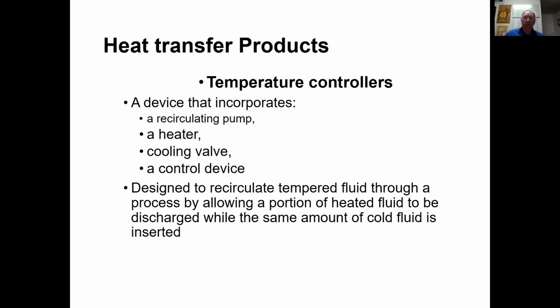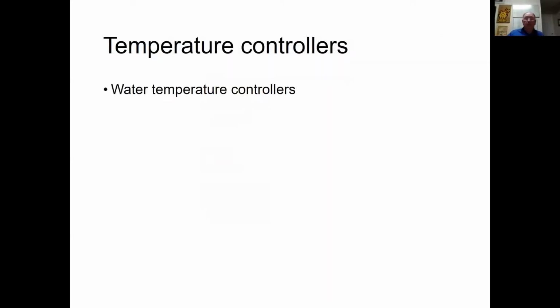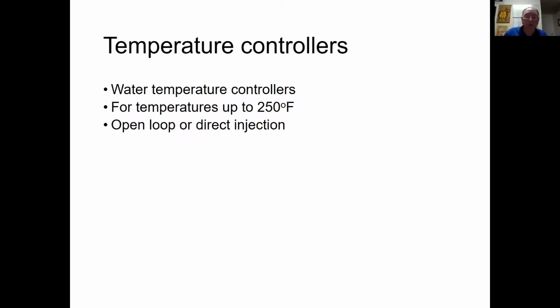Again, it's designed to recirculate tempered fluid through a process by allowing a portion of heated fluid to be discharged, which is the heat transfer, out of that loop, while at the same time injecting cold fluid into that loop to maintain the temperature. There are two types of temperature controllers. We have water temperature controllers, and those are designed for up to 250 degrees or 300 degrees.